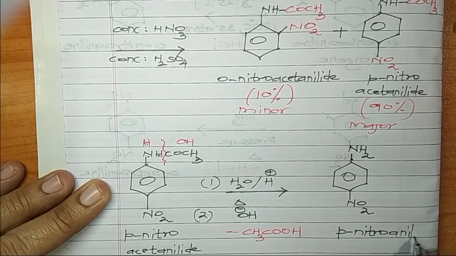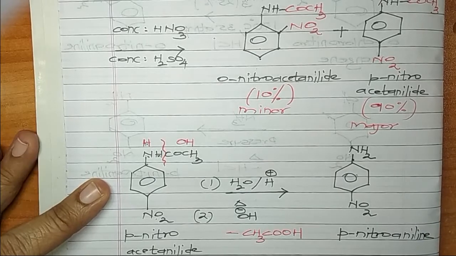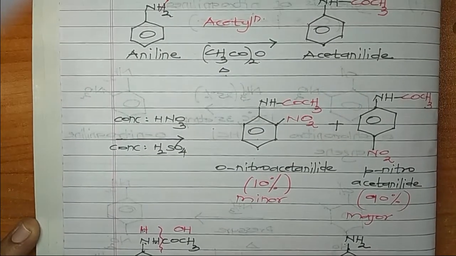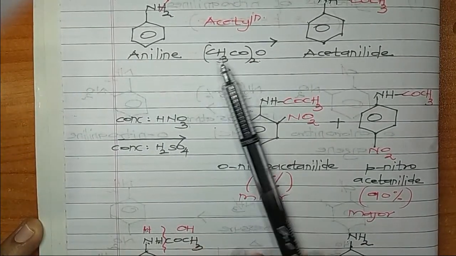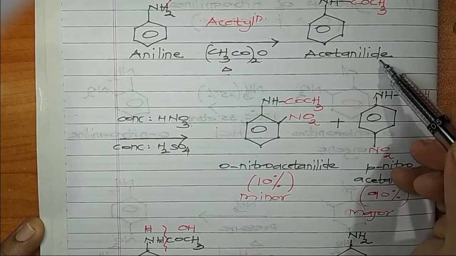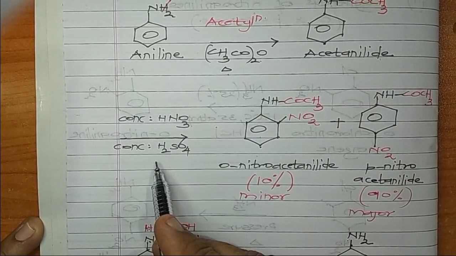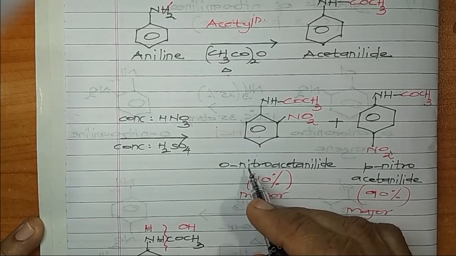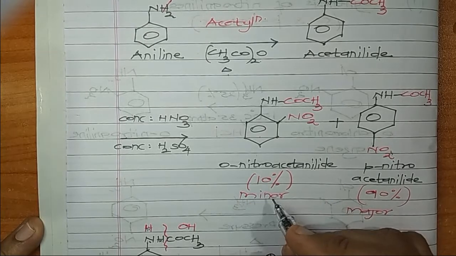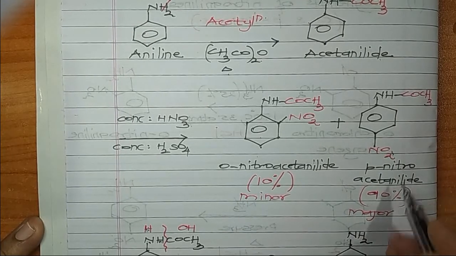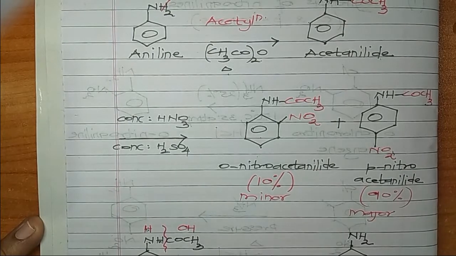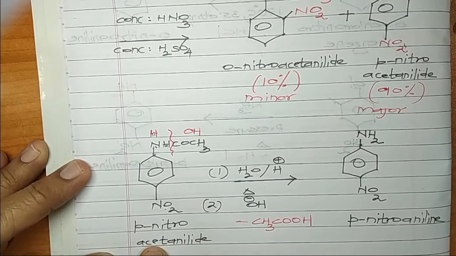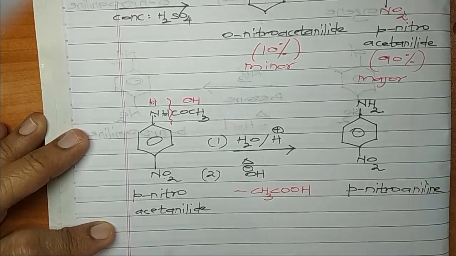nitroaniline. So when you prepare paranitroaniline, we start with aniline. We have taken aniline here. You did an acetylation reaction. You got acetanilide. You did nitration. You have two isomers, one as a minor and one as a major. The ortho isomer is a minor product and the para isomer is a major product. So we have taken the major product which you have got.